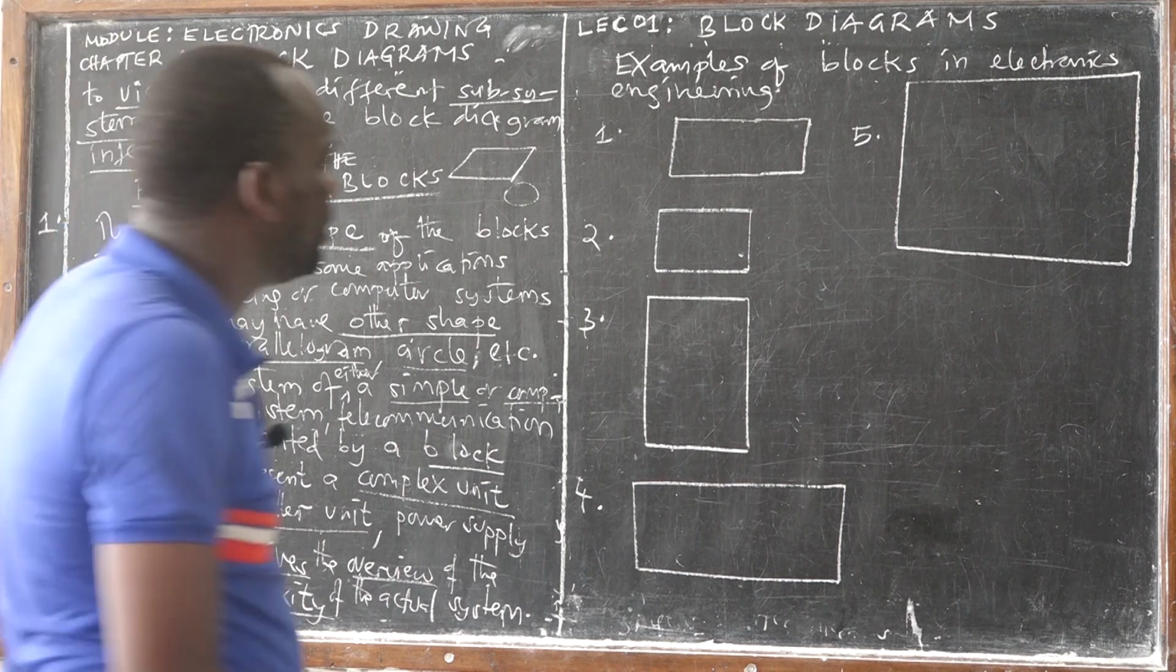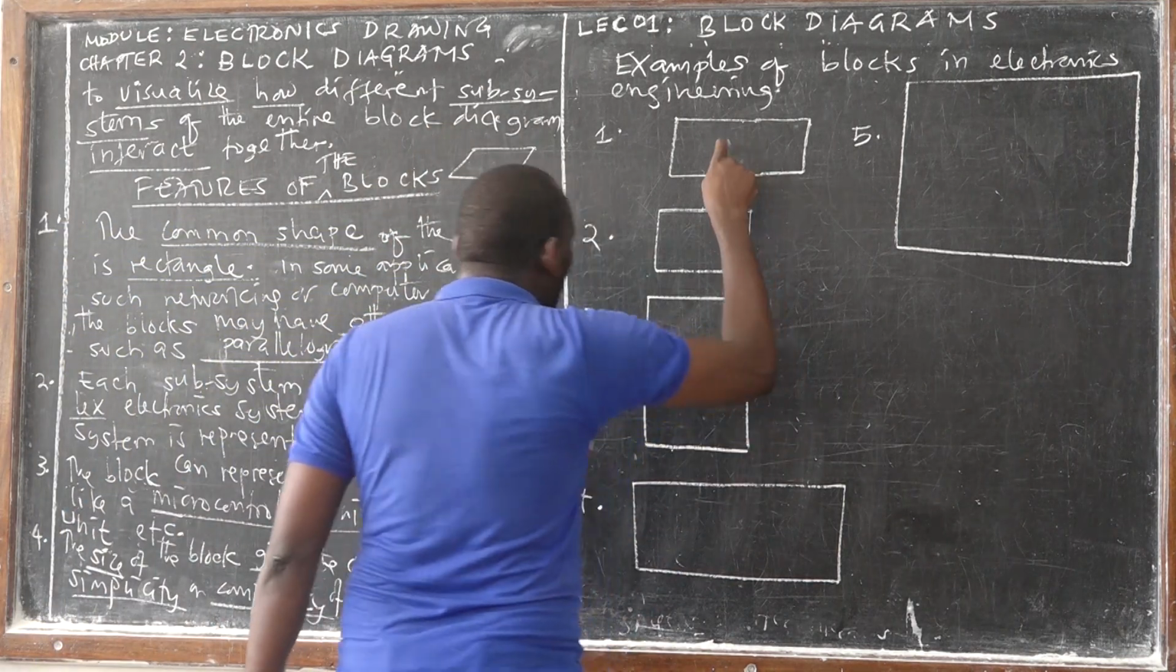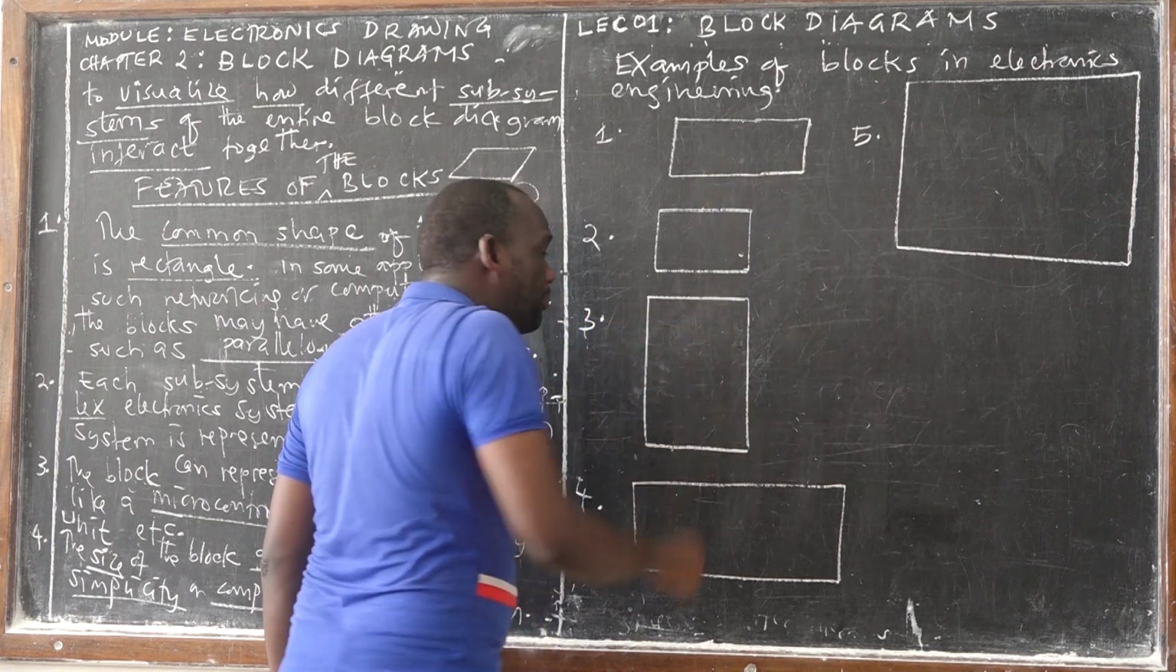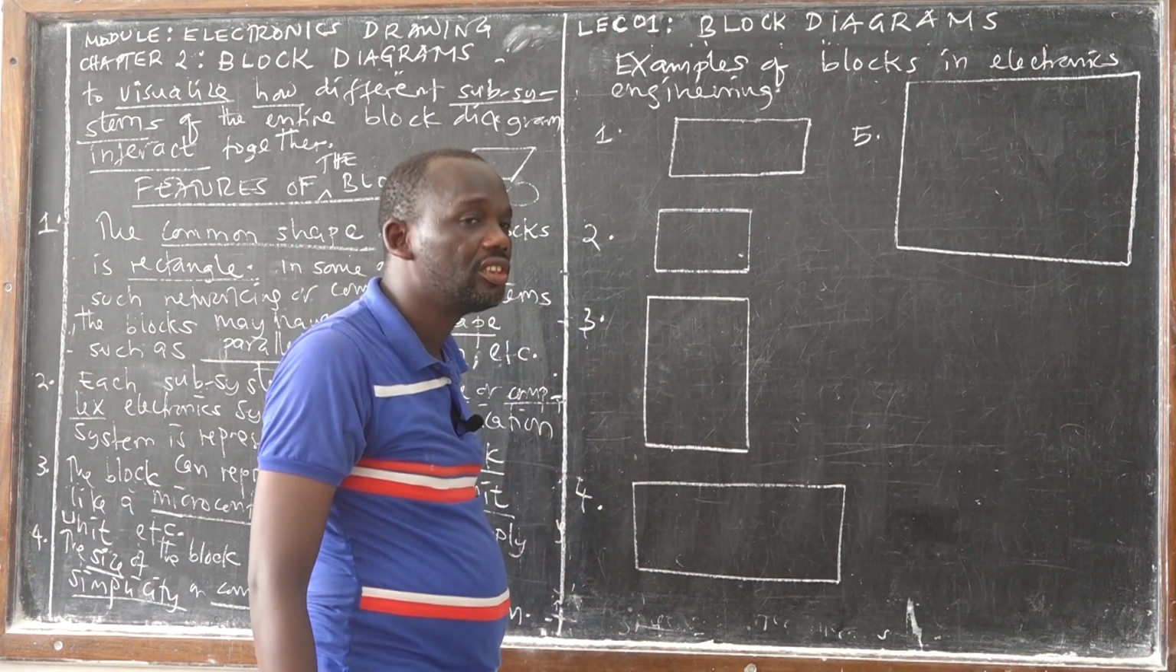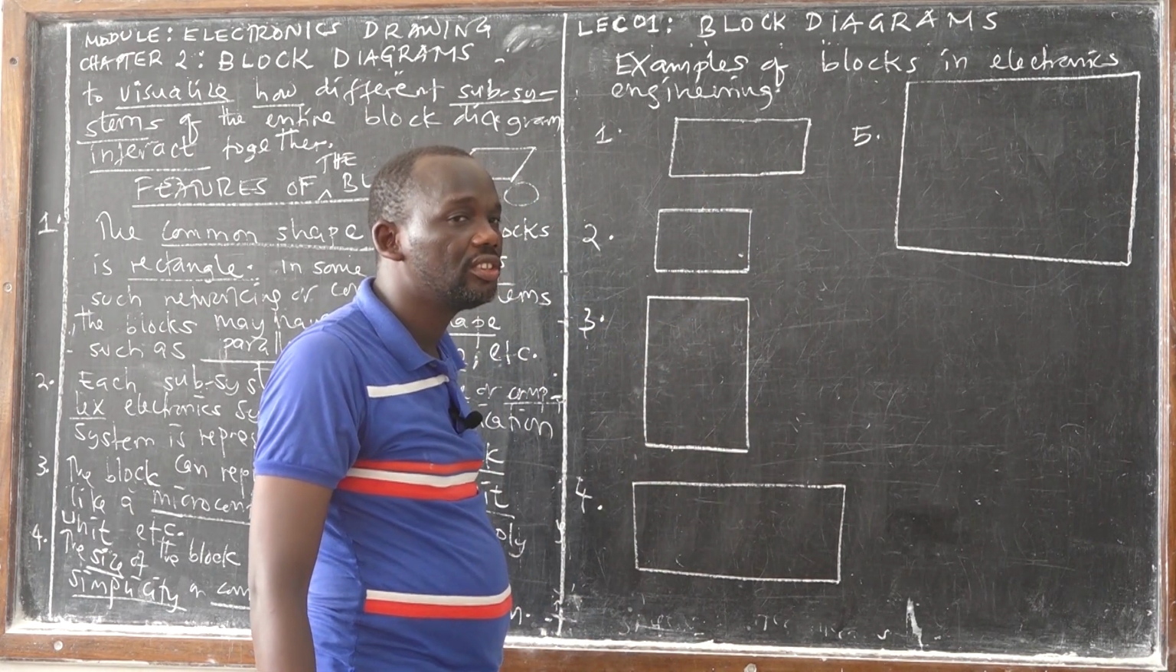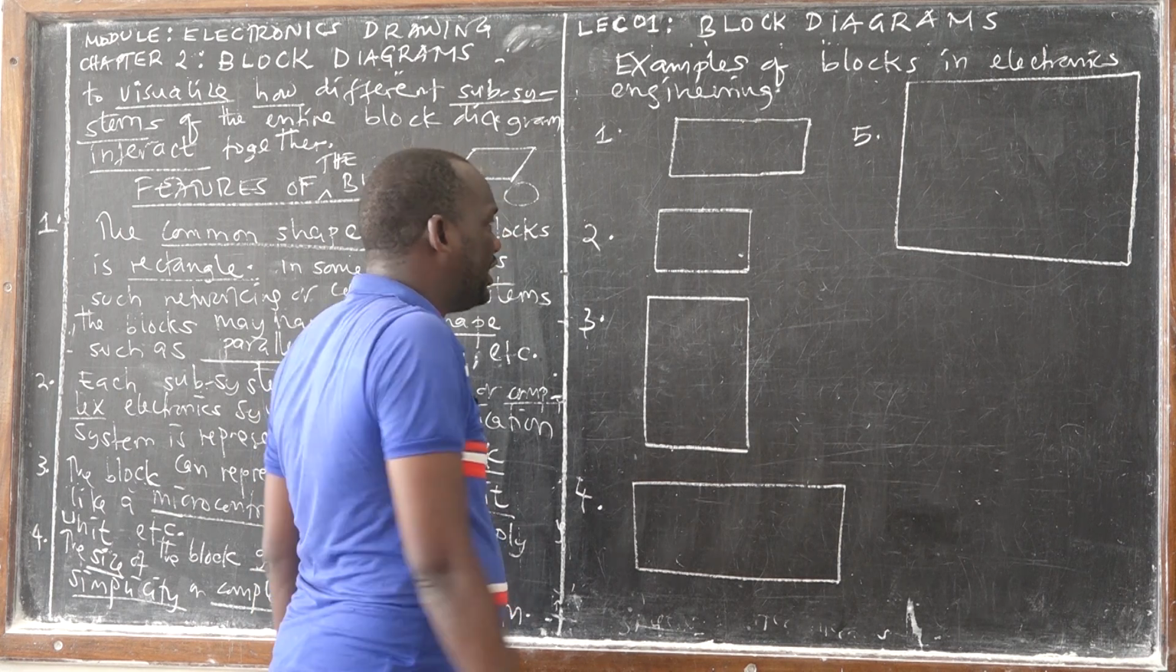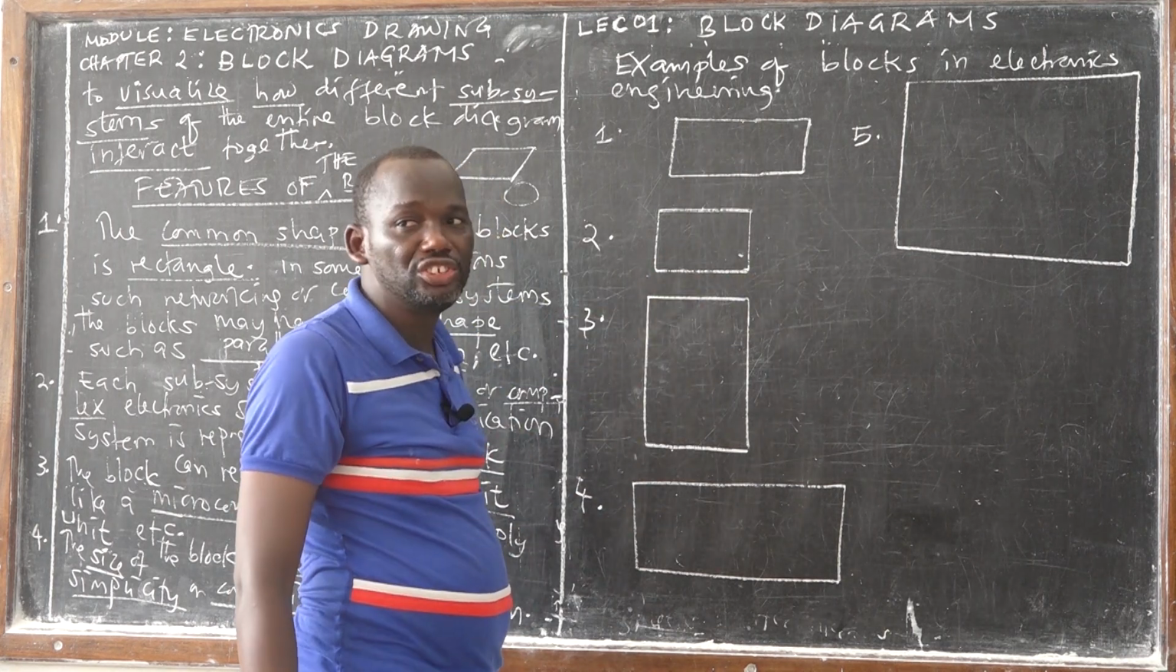Stop writing. Listen. This block might represent a simple unit. Say simple unit. And this block might represent a complex unit.